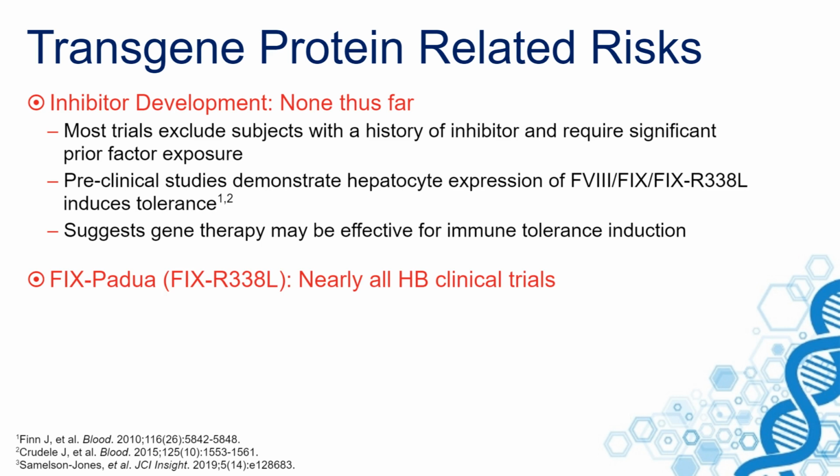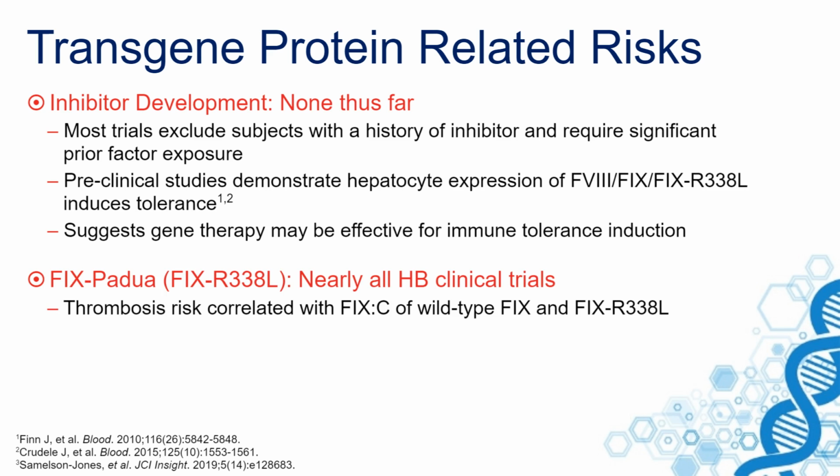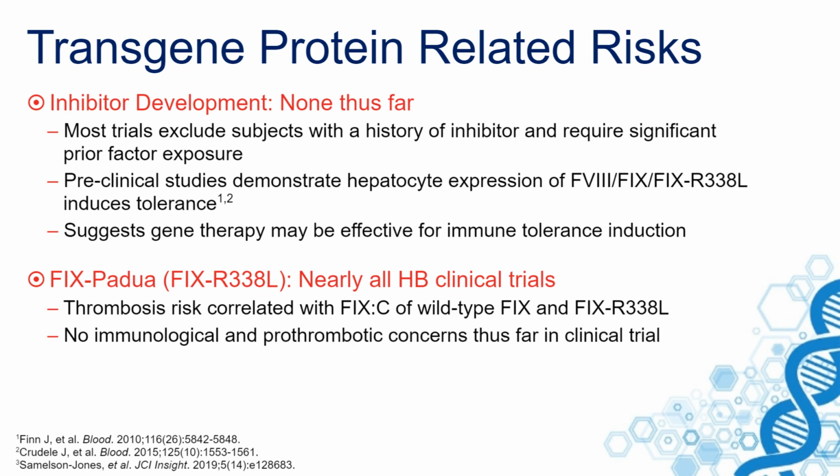Nearly all hemophilia B trials have adopted the factor IX Padua transgene, which has about 8-fold greater specific activity relative to the wild-type protein. Thus far, no immunological or prothrombotic concerns have emerged from clinical trials. What we know about the biochemistry of factor IX Padua is that the protein appears to be similarly activated and inactivated relative to the wild-type protein. So overall, this would suggest that the thrombosis risk would be related to the actual levels of expression, consistent with the wild-type protein, and not necessarily inherent to factor IX Padua itself.